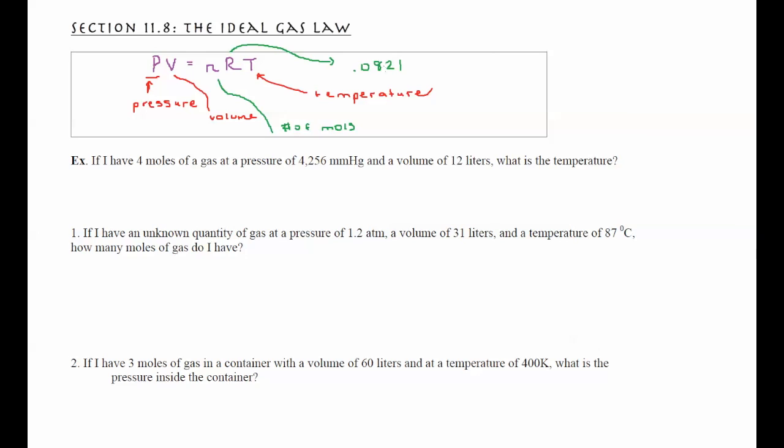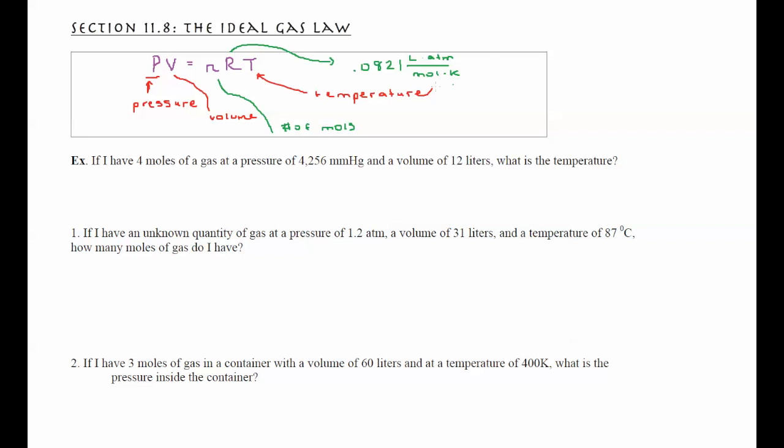0.0821. And here's the important part. The units are liters times atmospheres all over moles times Kelvin. The reason why this is important, these units tell us what every other measurement needs to be in. So for example, volume must be in liters. Pressure must be in atmospheres. Number of moles obviously must be in moles, and your temperature must be in Kelvin.